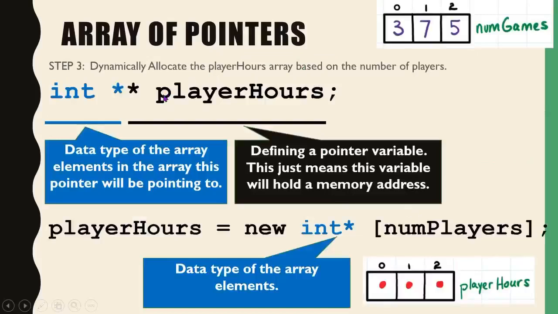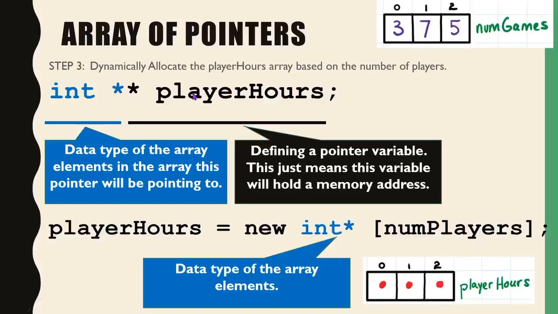So to create an array of pointers, you're actually going to create the pointer with 2 stars instead of just 1. This first part that I have in blue shows that each array element in this array is going to be a pointer to an integer. They're going to be pointers. The second star here indicates that this particular variable is a pointer itself, and that's why there are 2 stars.